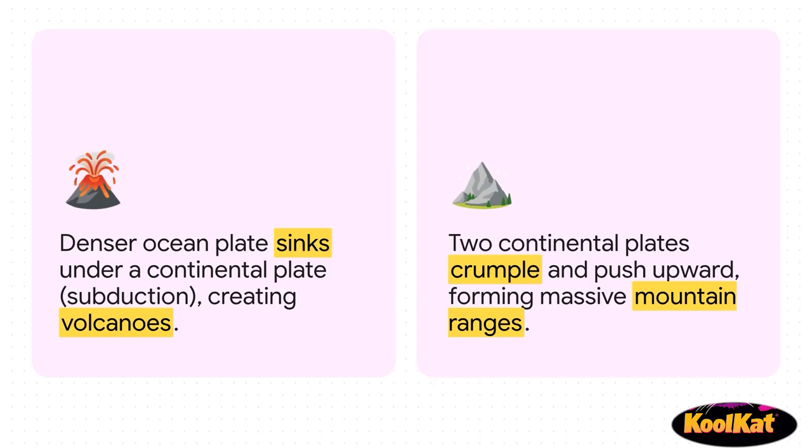But what if two continental plates collide? Well, neither of them wants to sink, so they just buckle and crumple and push upward, forming these absolutely massive mountain ranges, like the Himalayas.